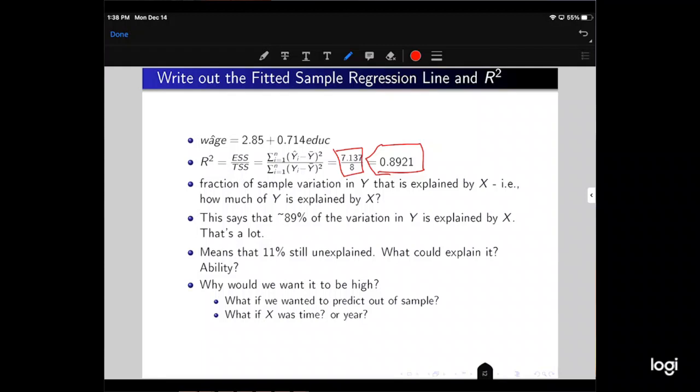Why would we want the R squared to be high? Well, we want our regression line to fit our data. That seems fairly obvious. But what could we use it for? If our regression line is fitting our data well, then we can be confident that we can predict out of sample well. This could be useful if you're trying to make a prediction about what maybe some commodity price will be in the future. If you're going to buy a futures contract, you want to know what the commodity price will be in the future, and you can use a regression to do that.